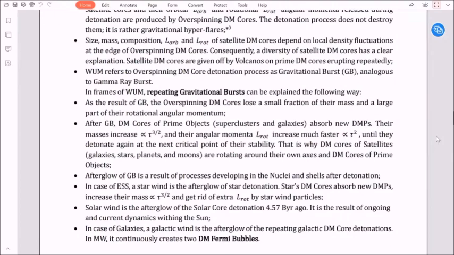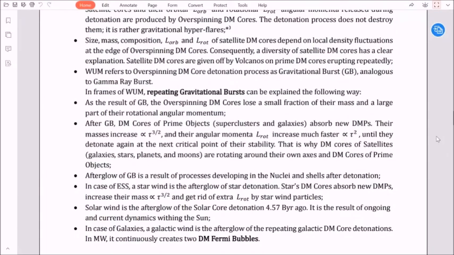In frames of WOM, repeating gravitational burst can be explained the following way. As the result of gravitational burst, the overspinning dark matter cores lose a small fraction of their mass and a large part of their rotational angular momentum. After gravitational burst, dark matter cores of prime objects, superclusters and galaxies absorb new dark matter particles. Their masses increase proportionally to tau to the power 1.5, and their angular momentum increases much faster, proportional to tau squared, until they detonate again at the next critical point of their stability. That is why dark matter cores of satellites, galaxies, stars, planets, and moons are rotating around their own axis, and around dark matter cores of prime objects.